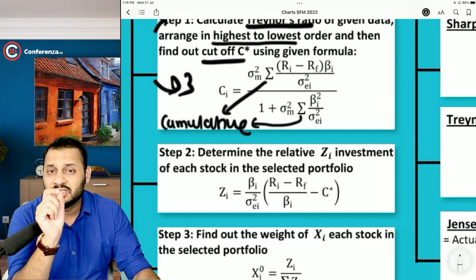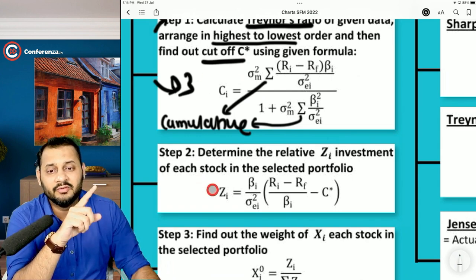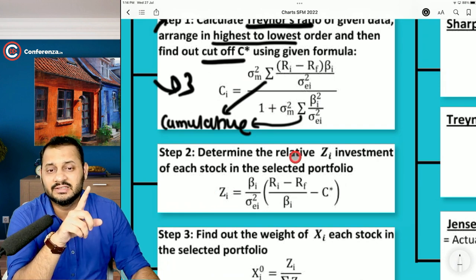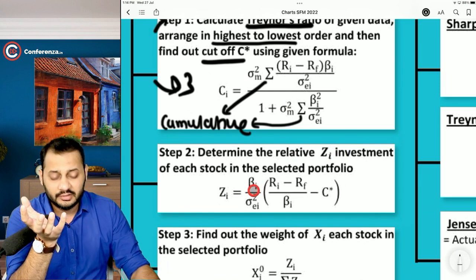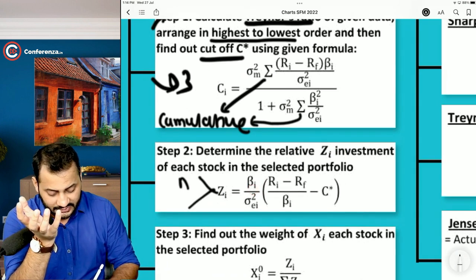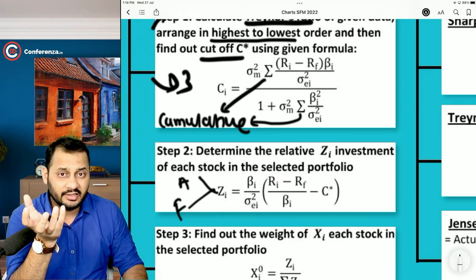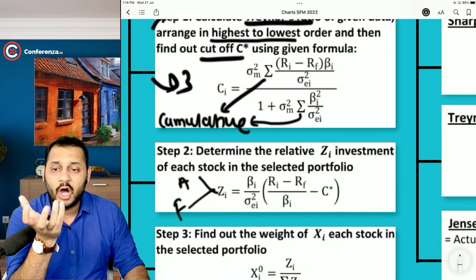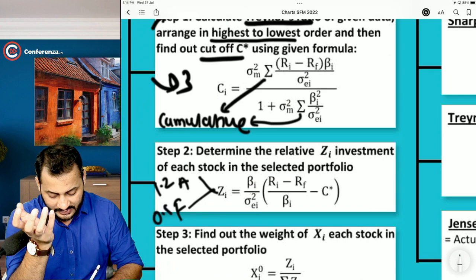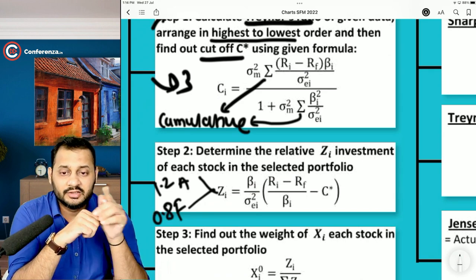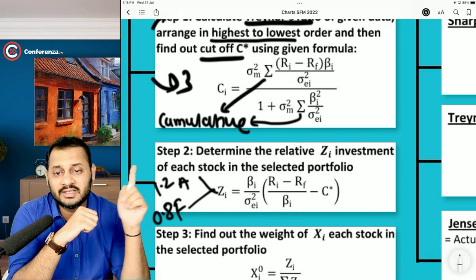The securities thus selected for the optimum portfolio will go to the second step, and we will calculate Zi. Zi means the relative investment. Suppose we have 2 rupees and we have selected 2 securities, let's say A and F. Then Z value will give us a figure which will say how much of this 2 rupees should be invested in A, let's say 1.2, and the balance will be in F. This is the relative investment of the total. This is the relative investment that the Z will give us.